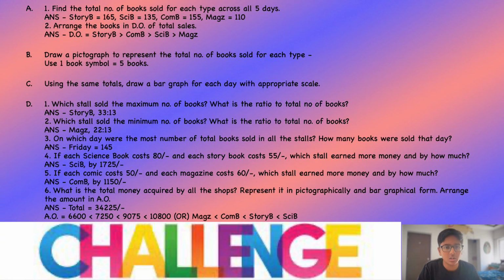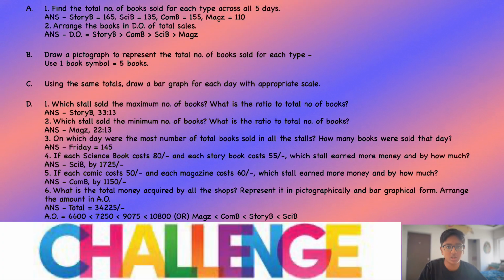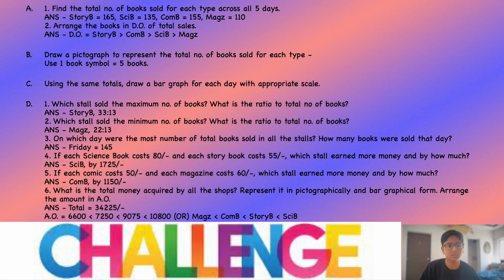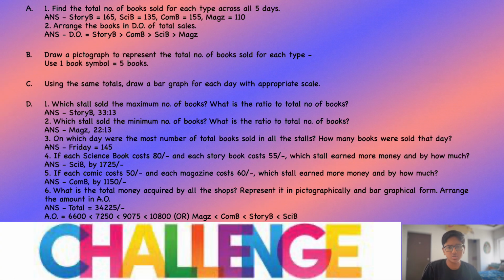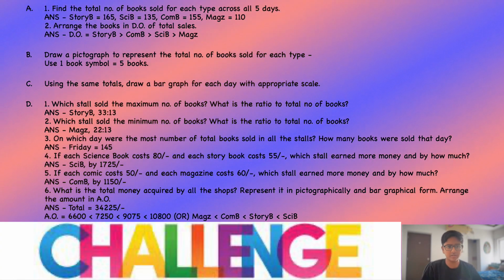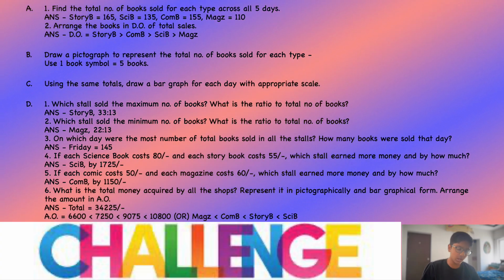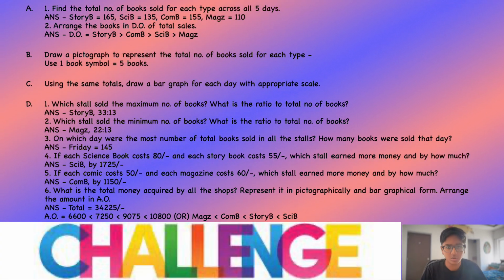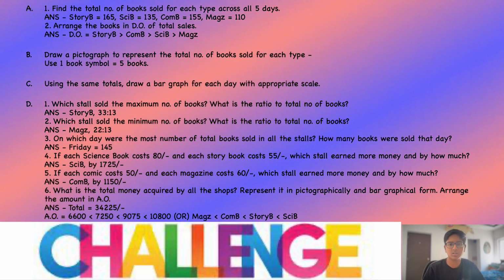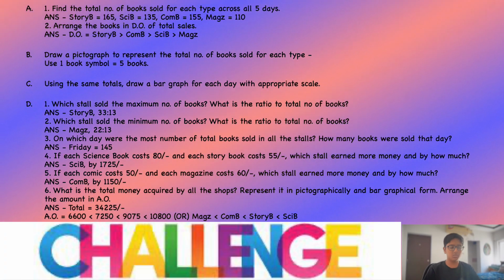Next, which stall sold the minimum number of books and what is the ratio to the total number of books? The answer is magazines, which is 22 is to 113. Next, on which day were the most total books sold in all the stalls? Friday. And how many books that day? 145.